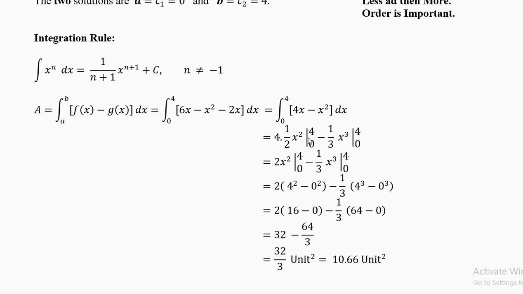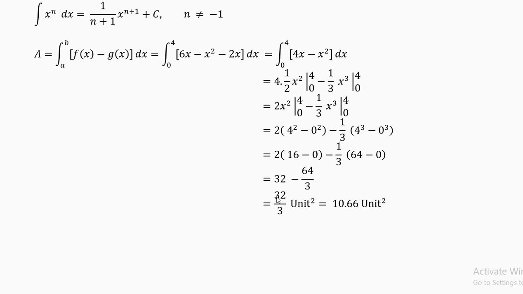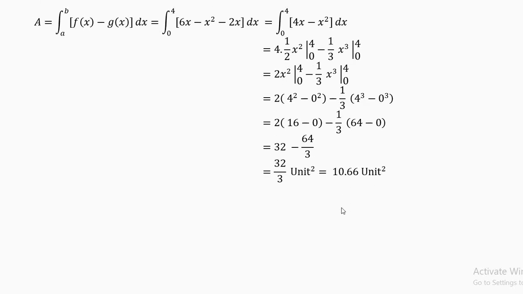Now let's look at the second one. Minus x squared dx will give you minus 1 over 3 x cubed. Going from 0 to 4, take minus 1 by 3 outside the bracket. 4 cubed minus 0 cubed inside the bracket, you will get 64 minus 0, which is 64. Minus 1 by 3 into 64 is minus 64 by 3. Now you have finally 32 minus 64 over 3. 32 into 3 is 96, minus 64 will give you 32 over 3. You can use your calculator's ABC button for this, and the answer is 10.66 units square.